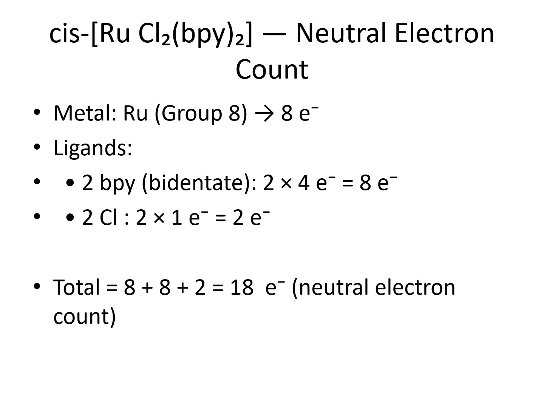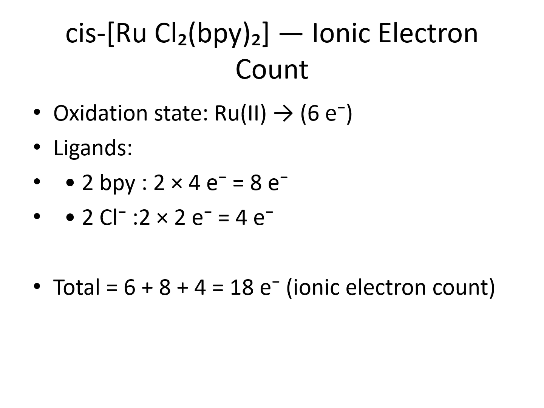Okay, now that we have the neutral electron count, we're going to do the ionic electron count. So for this, we have to keep in mind that in this compound, ruthenium is in the oxidation state 2. So with that being said, since ruthenium is in group 8, but it has an oxidation state of 2, which means it lost 2 electrons, it's going to have 6 electrons in total.